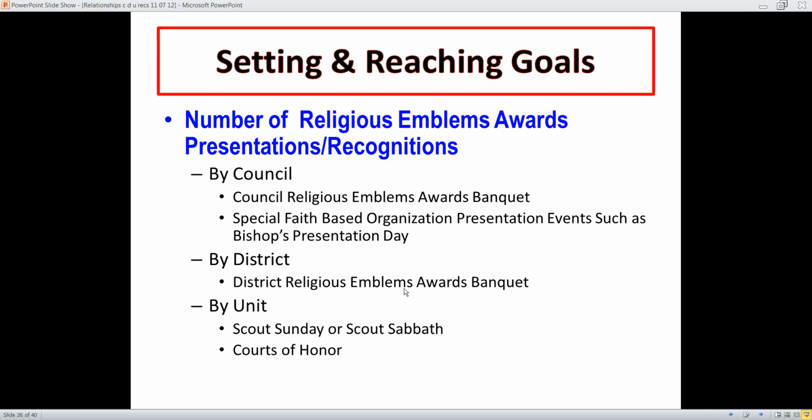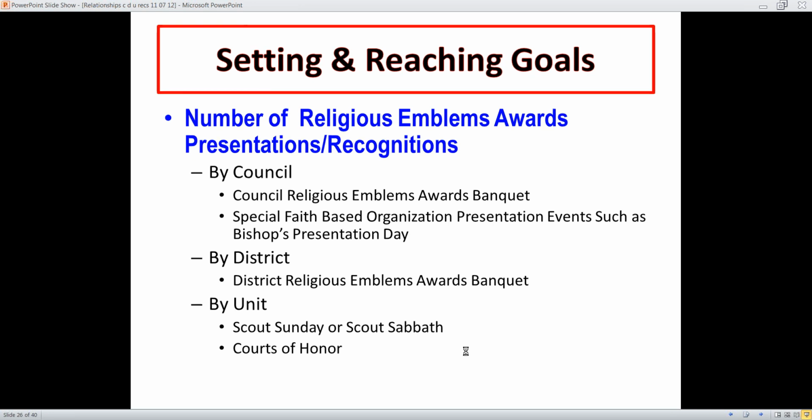The District Religious Emblems Award Banquets, there are some districts that are doing that. And certainly Scout Sunday or Scout Sabbath should be observed with every faith-based unit at least, and that's 70% of all of our units are faith-based. Courts of honor and the like.